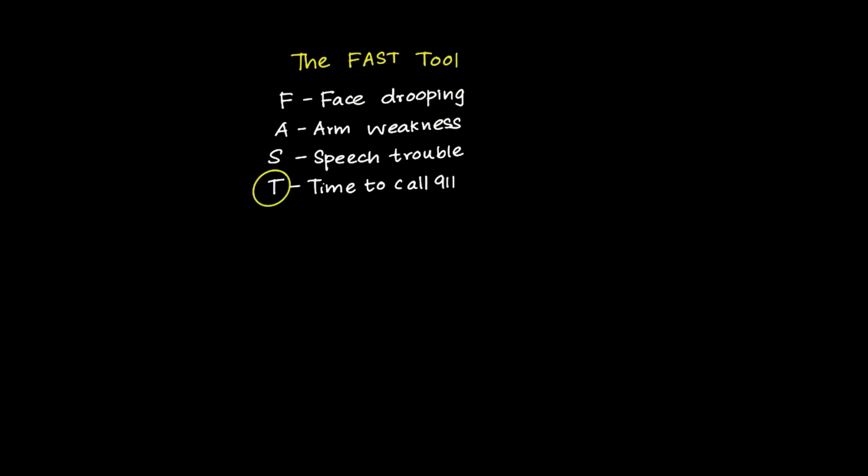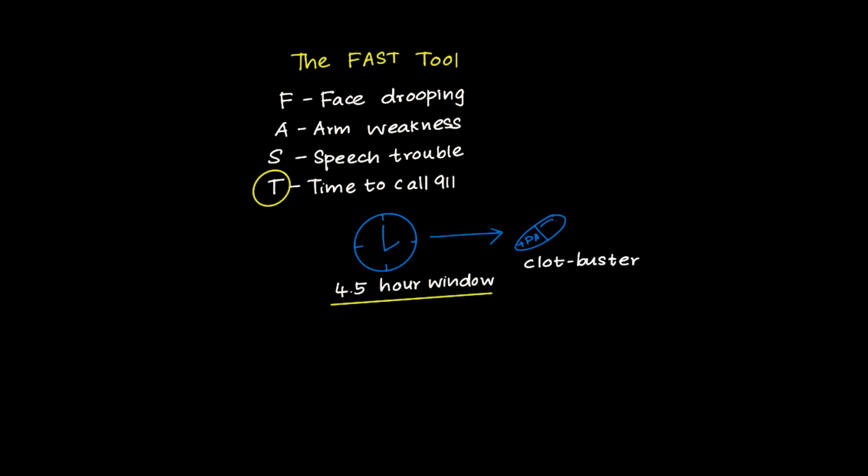But the T is the action step, and it is the most important letter of all, because stroke treatment is brutally time-dependent. Clot-busting drugs like tissue plasminogen activator only work within about 4.5 hours from symptom onset, and the sooner they are given, the better the outcome. If someone sees the F, A and S signs but waits an hour to call, the window may close before the patient ever reaches the hospital.